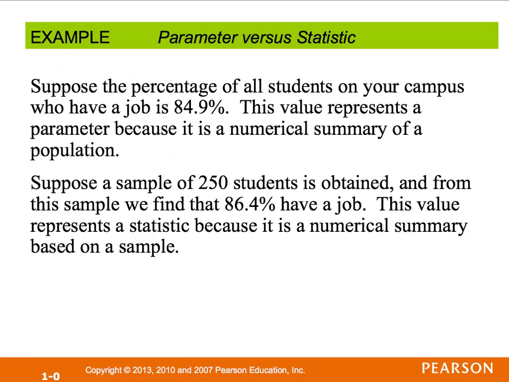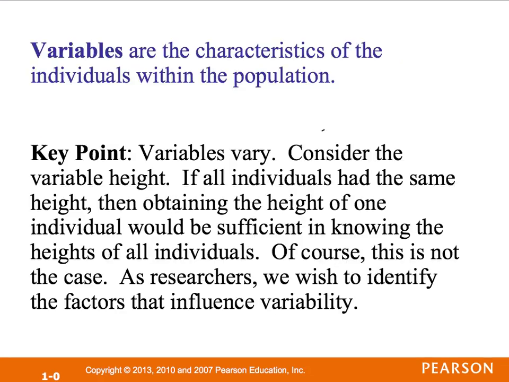But if you actually go to the whole population, we see that 84.9% have a job, and that is a parameter. So parameter, population, statistic, sample. Variables are the characteristics of individuals within the population. So the whole point is that variables are called that because they vary. So one example is the variable height. If all individuals have the same height, then obtaining the height of one individual would be sufficient in knowing the heights of all individuals. But of course, this is not the case.